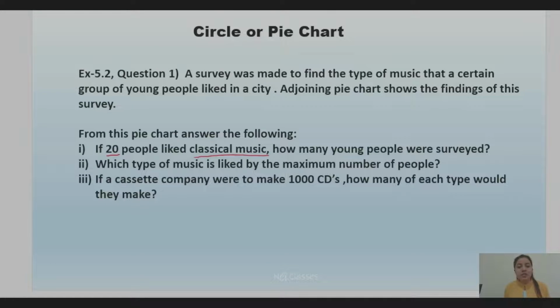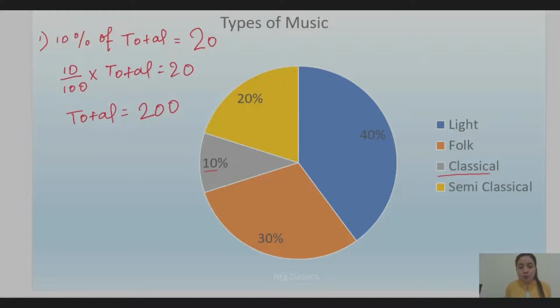Which type of music is liked by the maximum number of people? Now, just by observing this pie chart, you will be able to answer which type is liked by the maximum number of people. So, here 40% people like light music, 30% like folk, 10% like classical music, and 20% like semi-classical. So, 40% in percentage is maximum. So, in number also, it will be maximum only. So, which type of music is liked by the maximum number of people? It's light music. Okay, so the number 2 answer will be light music, that is 40%.